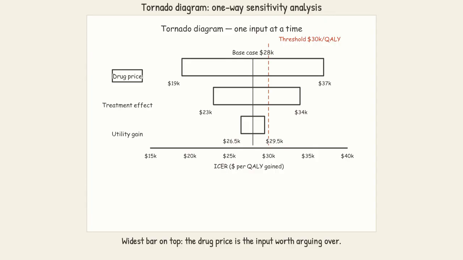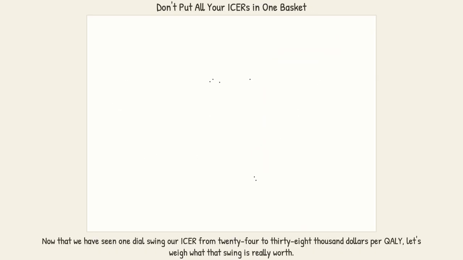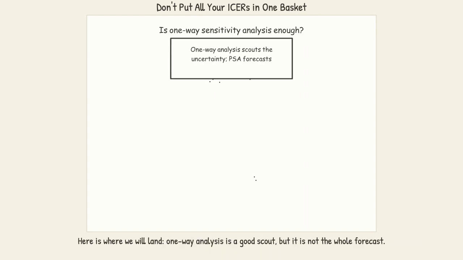Widest bar on top. The drug price is the input worth arguing over. Swings and roundabouts, but only one of these swings takes the decision for a ride. Now that we have seen one dial swing our ICER from $24,000 to $38,000 per QALY, let's weigh what that swing is really worth. Here's where we will land.